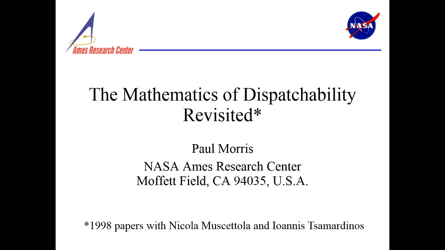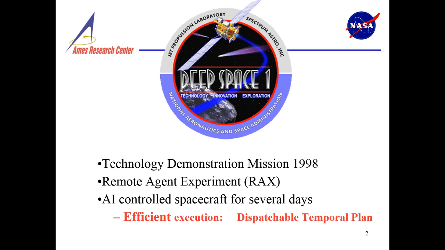So this is follow-on work from papers at KR 98 and AAAI 98 with Nicola Muscettola and Yannis Samarinos. The concept of dispatchability originated due to the needs of the Remote Agent experiment, which was on the NASA Deep Space One mission, where an AI system controlled the spacecraft for several days. There was a need in this mission for efficient execution of temporal plans, and the concept of dispatchability proved to be key for that need.